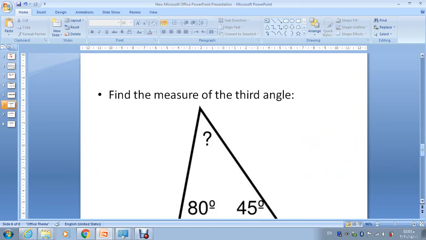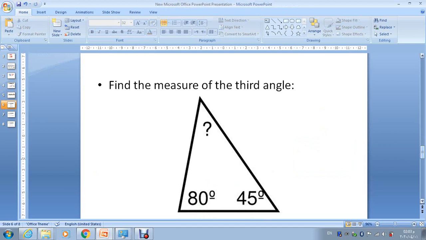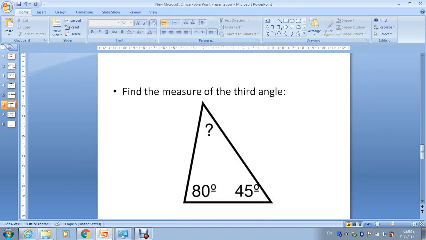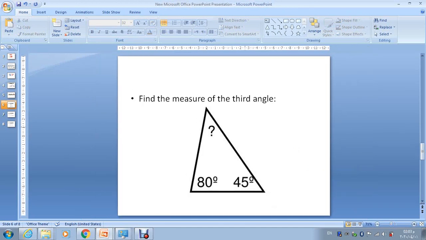The last question asks you to find the measure of the third angle. I have put this question for you on ShareEdu in the electronic homework, and most of you did it correctly, but some of you couldn't understand how we do it. So I will explain now, although I explained in the video.